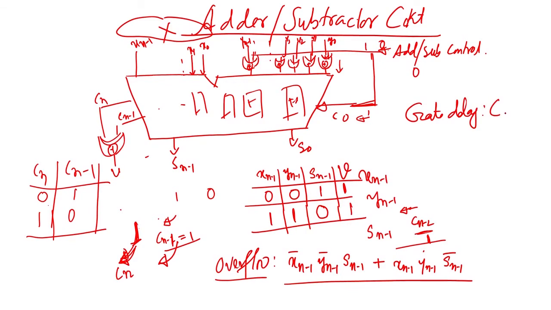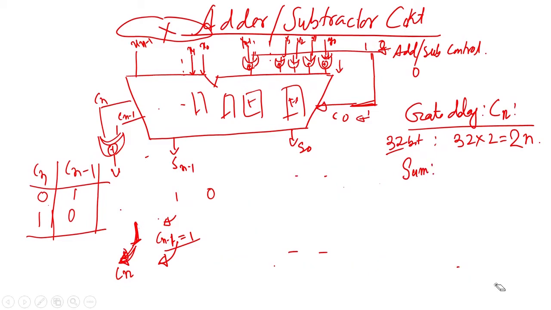Gate delay for the C n position. How many? Let us say 32 bit. So, the gate delay will be 32 into 2. This is nothing but twice n. But what will be the gate delay for the sum? Sum, as you understand, how do you compute the gate delay here?